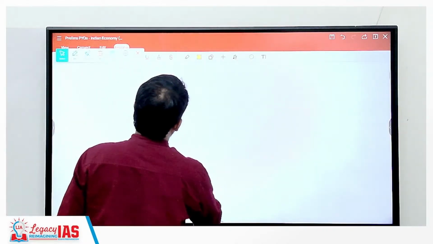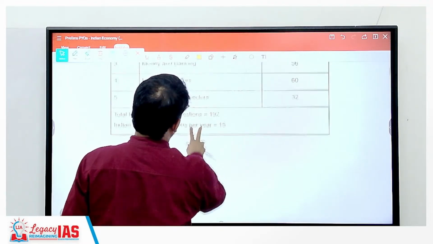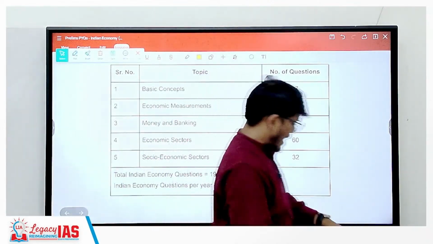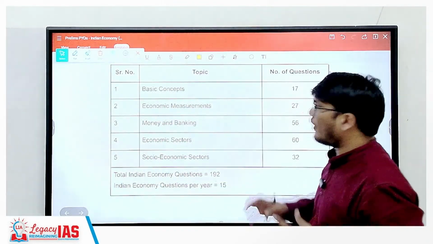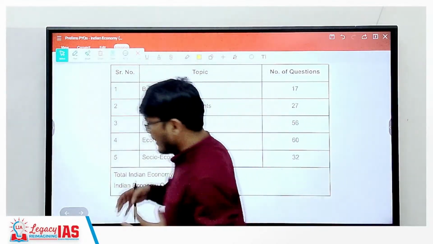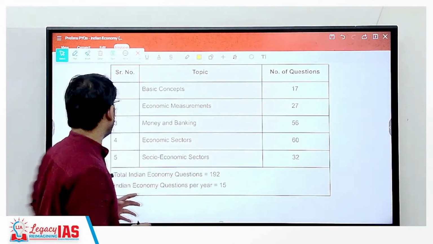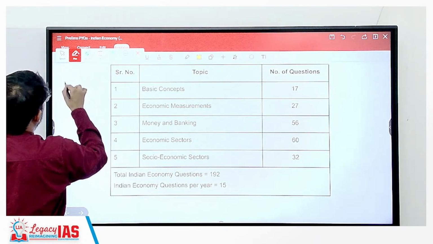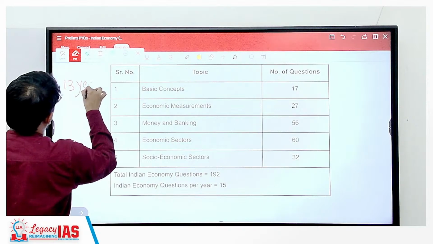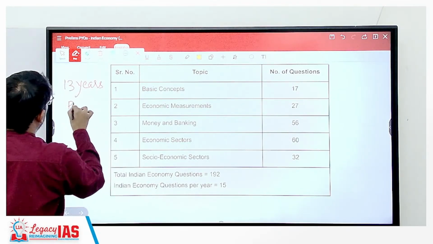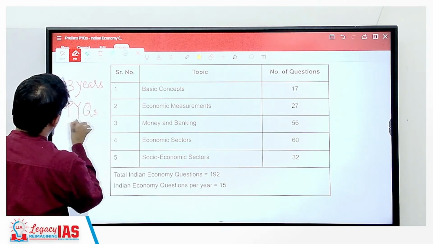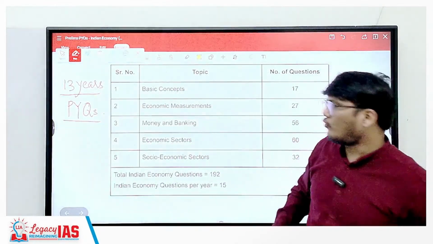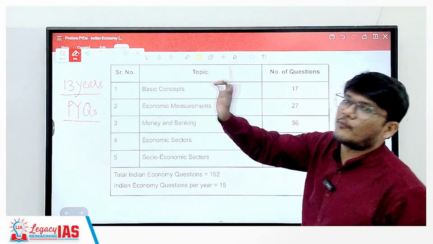Now, since we have very clearly understood the reasons, let's be more specific. Let's talk about economics now, or the Indian economy. So here in the Indian economy series, we will be going through the previous 13 years of questions. 13 years of PYQs is what we will be going through. And these 13 years of PYQs, I have divided into 5 broad topics.